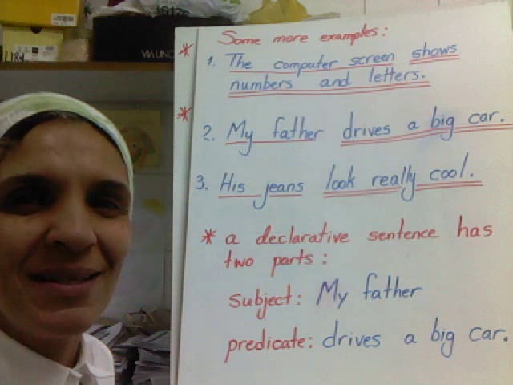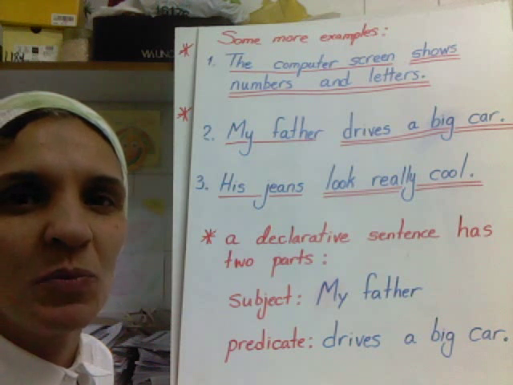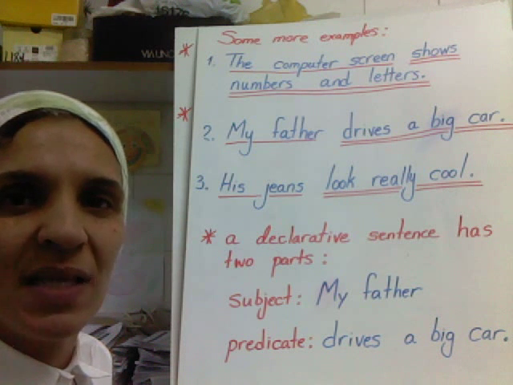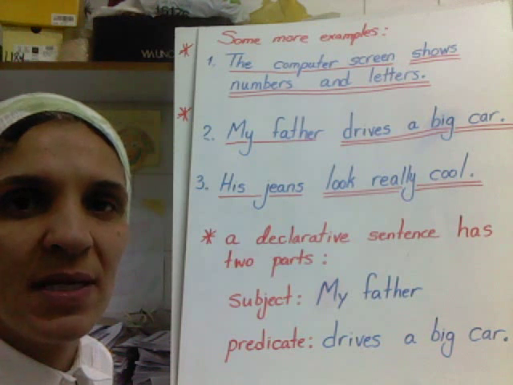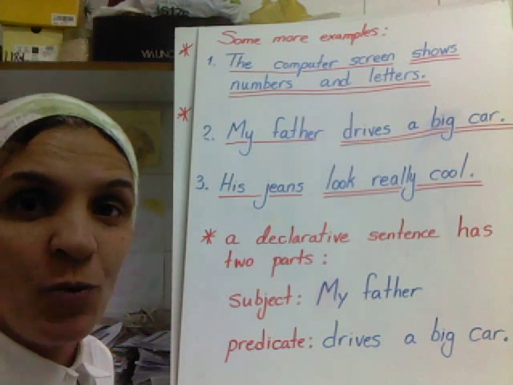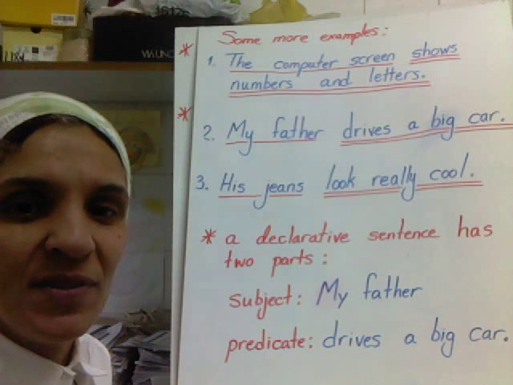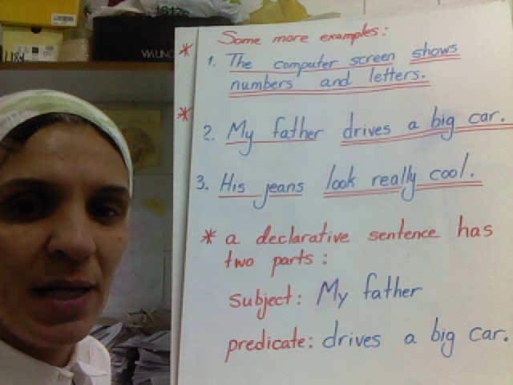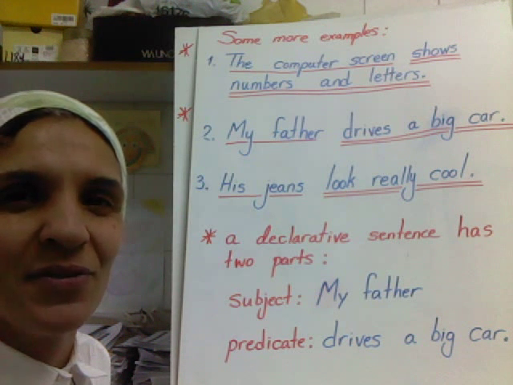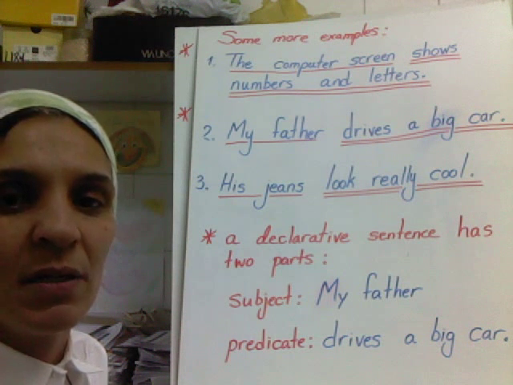Two more examples. Number 2, my father drives a big car. It tells about my father, and what he does is that he drives a big car. And then sentence number 3, his jeans look really cool. This sentence is about his jeans. And what they are doing is that they are looking really cool. So a declarative sentence has two parts. It has a subject, which in number 1, the previous example on the first page is my father, and it has a predicate, drives a big car.